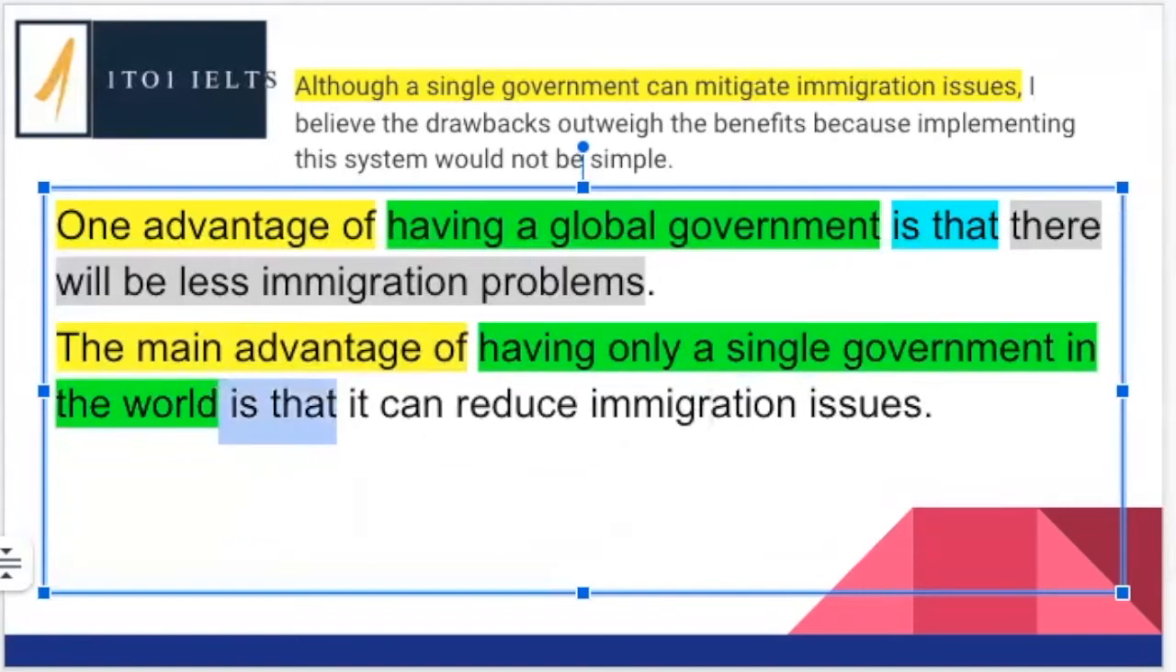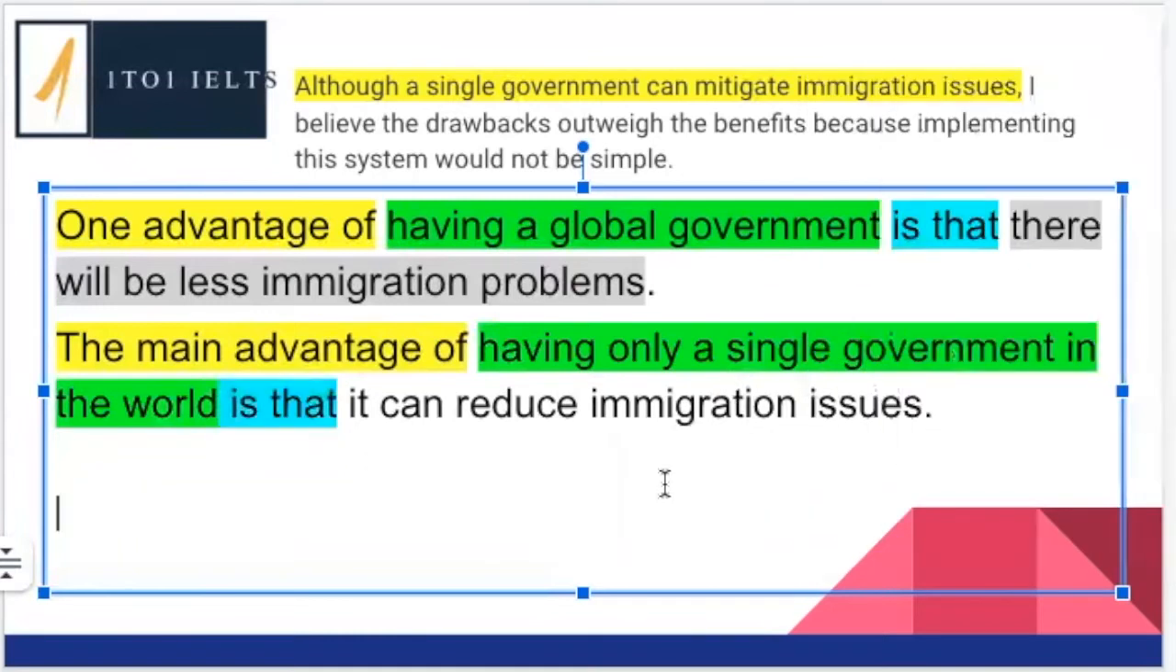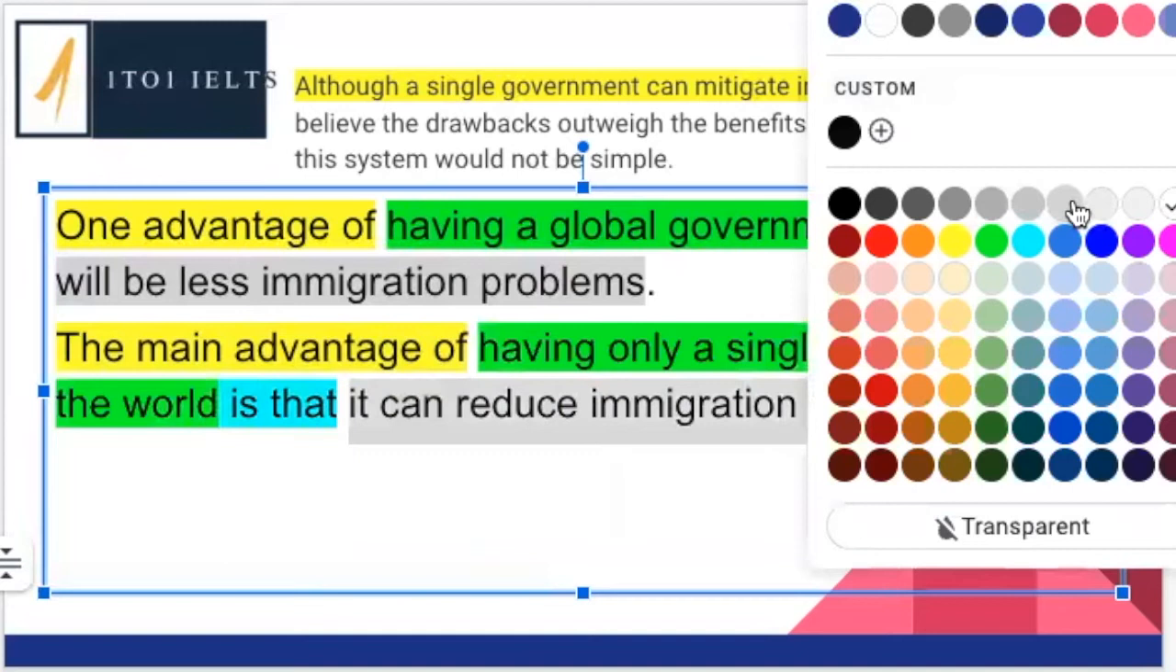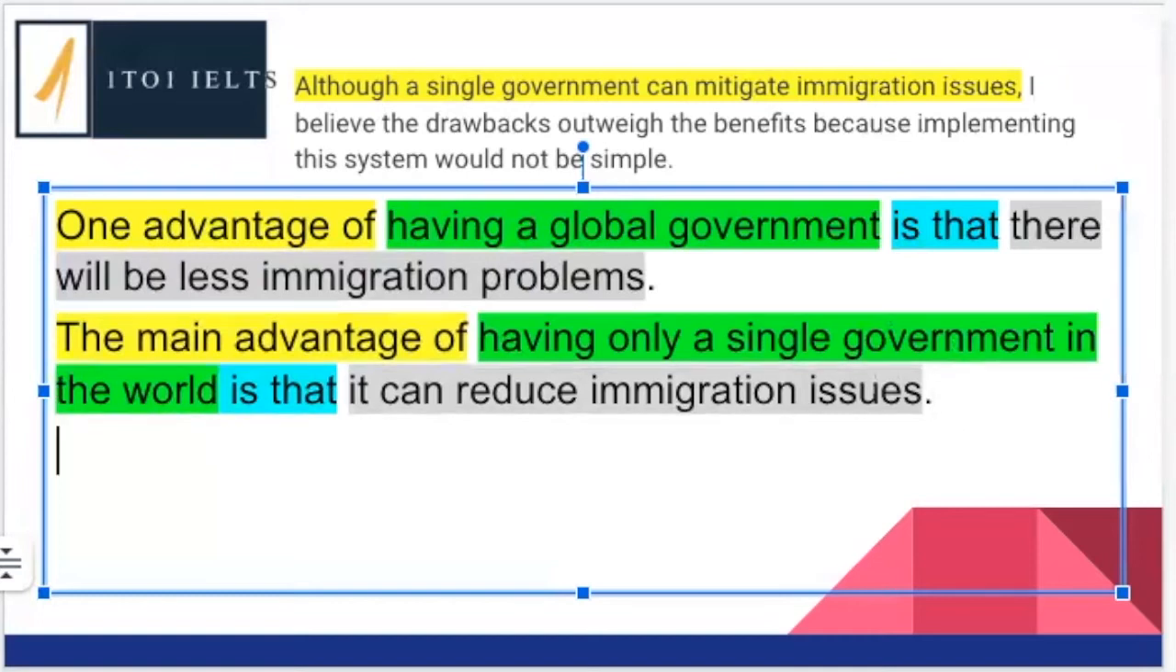Again, we've got our joining words, which is excellent. It can reduce immigration issues. Excellent. Subject, verb, object. Very impressed with this because this comes from one of our new students who is joining us today, Rajat. So Rajat, well done. Following our structure, which we've been going over on the course, really well. An excellent topic sentence, very, very clear. Well done. Okay.